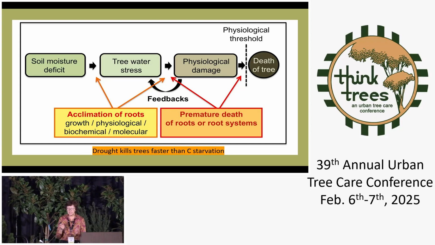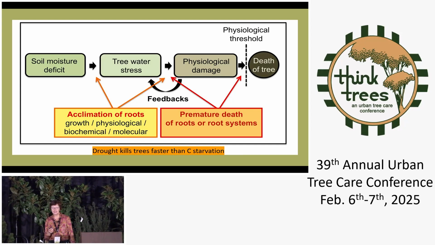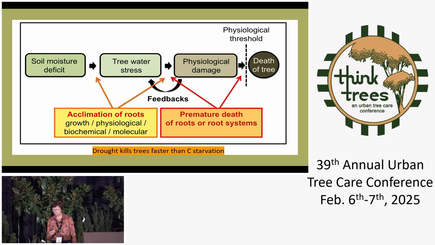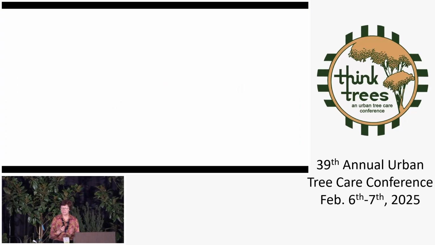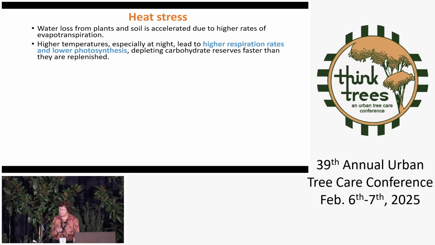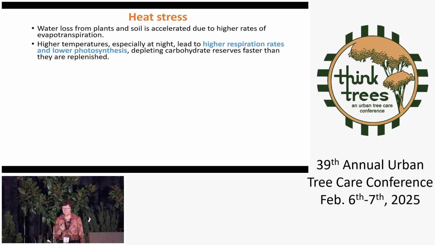What was interesting is that some of the papers found that drought kills trees faster than carbon starvation. So essentially, the lack of water at some point will lead to greater mortality than not being able to produce enough carbohydrates. So this is just what happens in drought. Now let's look at heat, what happens there.